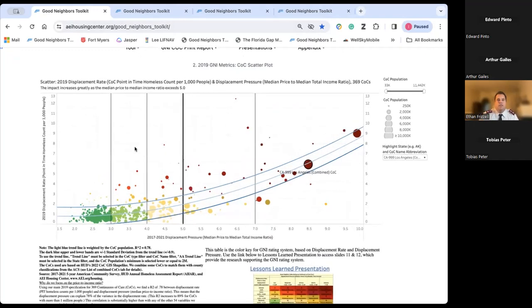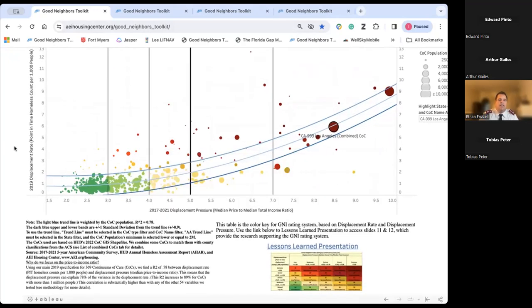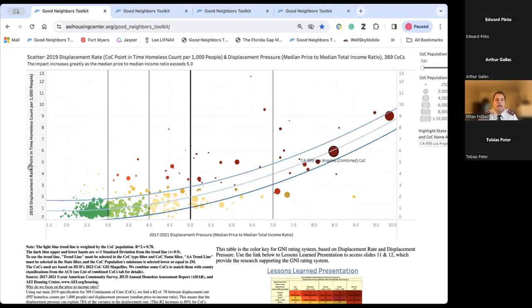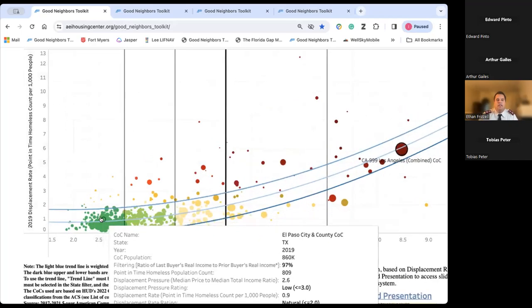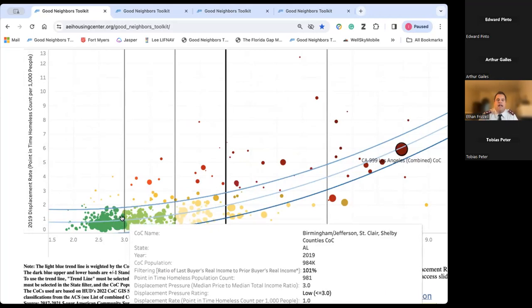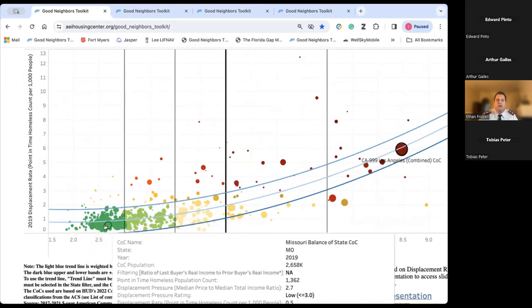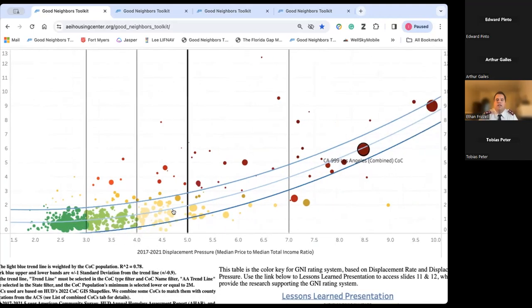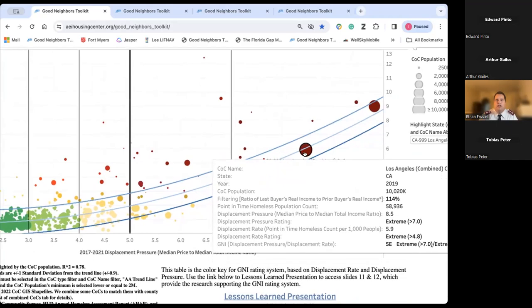And so as we look at this, what we will see on the y-axis is the 2019 displacement rate. That would be the point in time homelessness count per 1,000 people. What we would see on the x-axis is the displacement pressure. That's median price to median total income. And so through the Good Neighbors Index, we talk about two things. We talk about displacement rates, and we talk about displacement pressure. Each dot that you see on the map is a different community. You will note that communities with housing pressure or displacement pressure less than 3 tend to have natural rates of displacement, whereas communities with higher pressure have higher rates of displacement.